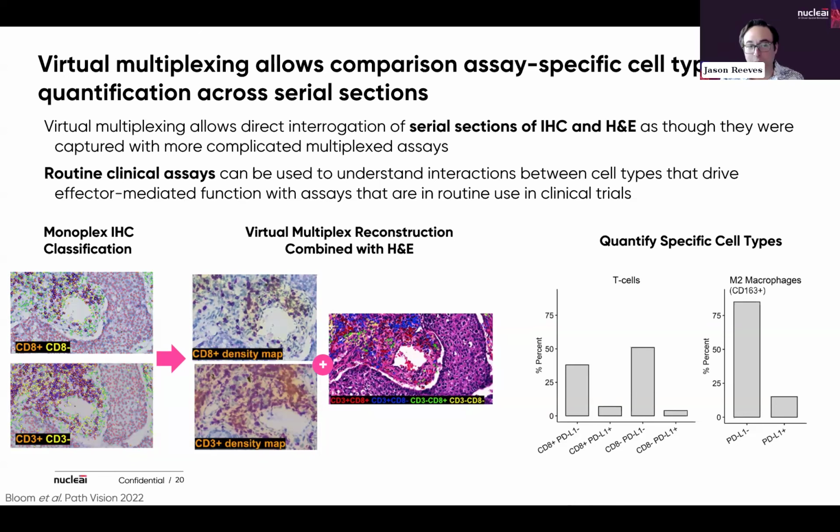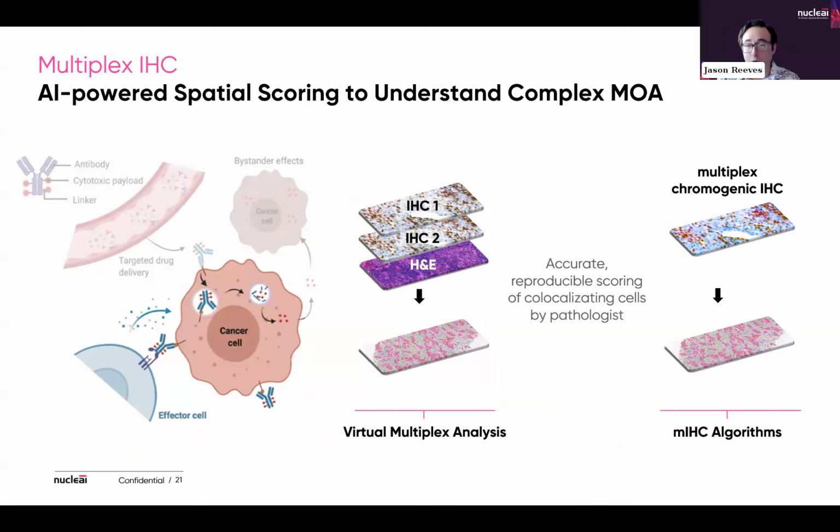Now, sometimes you do need direct co-localization. You need to know whether or not two targets are expressed within the same cell type. And while we can estimate that from a virtual multiplex, direct detection of those two targets is going to be your best case for understanding that class of features. There are a few new ADC targets that are actually bispecific ADCs, for example, that use a bispecific antibody and then also deliver a payload. And so thinking about that co-localization or co-expression is something where a multiplex chromogenic IHC, for example, might be the right toolkit to leverage within this space.